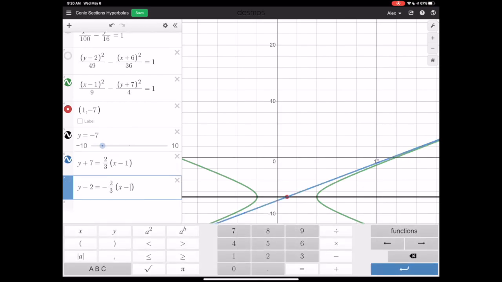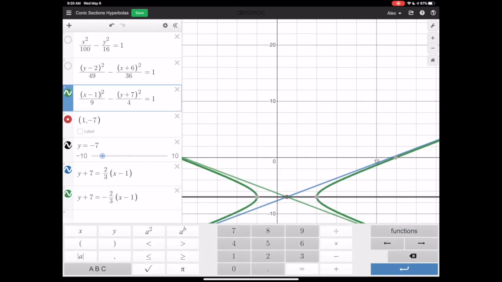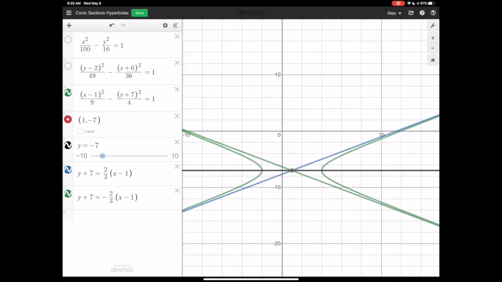Do the same thing, x minus 1, and then y plus 7. So you can see that the asymptotes are essentially just doing whatever these parentheses are in the original format. You're just putting them in for x and y. But that's how we graph hyperbolas.